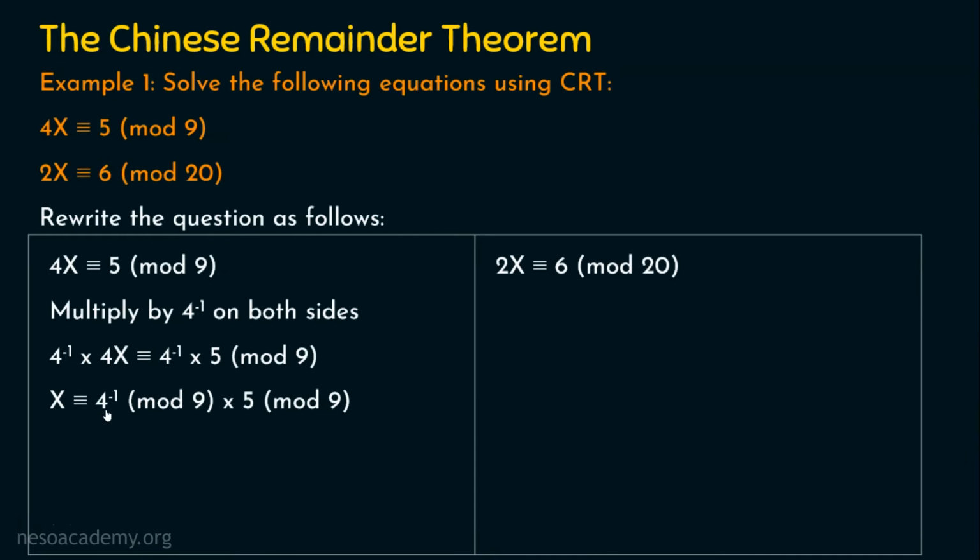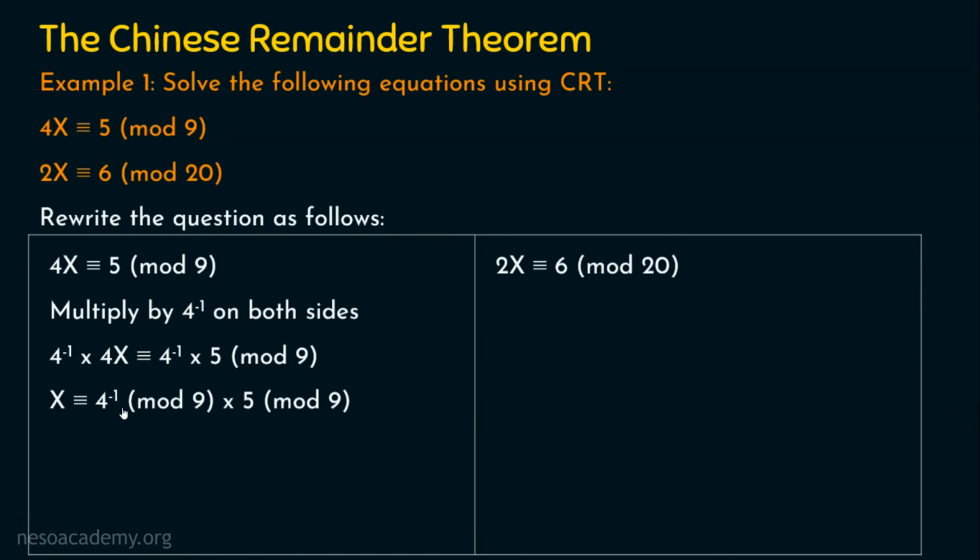We will start applying with 1. 4 into 1 is 4. 4 mod 9 is 4, not 1. Because when a multiplicative inverse is multiplied with that number, we should get 1 as the remainder. But in this case, 1 is not the multiplicative inverse. Let's try with 2. 2 into 4 is 8. When 8 is divided by 9, we get 8 as the remainder, not 1. Let's try 3. 4 into 3 is 12. 12 mod 9 is 3.